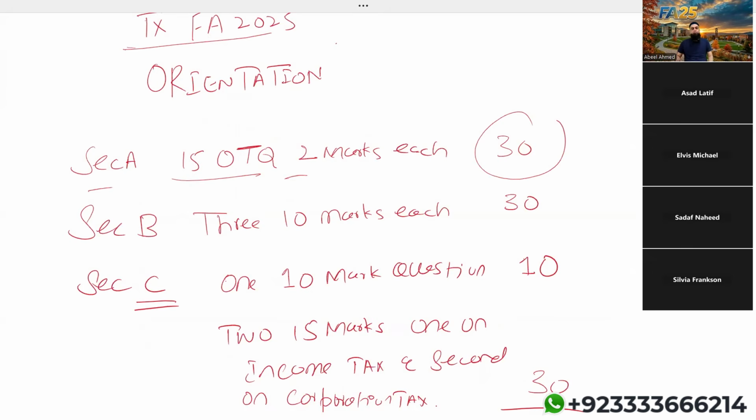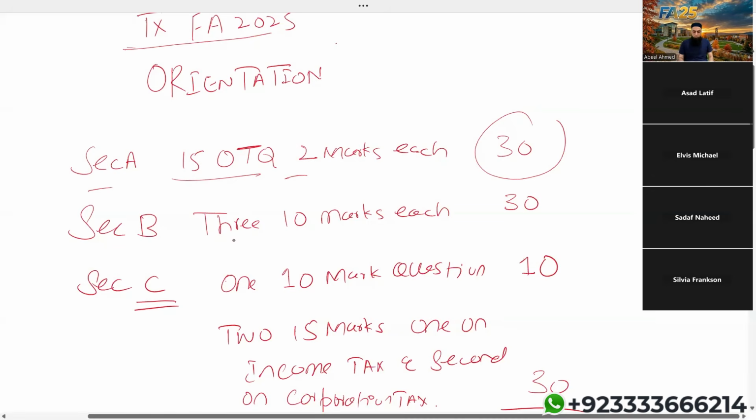But let me tell you one thing. In section A, your examiner can ask the question from any area of the syllabus. It means that you have to cover the entire syllabus. Even if you leave a small area of taxation untouched, that could create a problem if it appears in section A. So in section A, a question could appear from any area of the syllabus. It means you have to know the entire syllabus. The same thing applies for section B also.